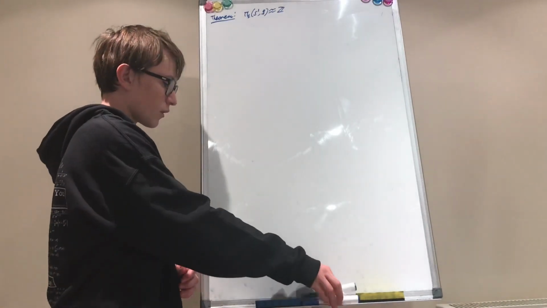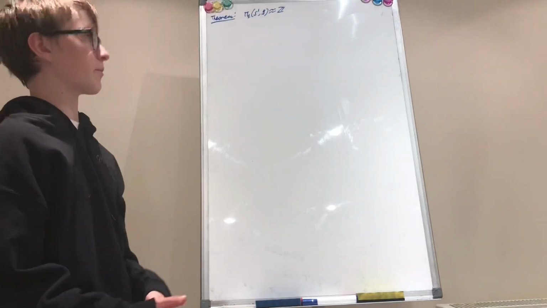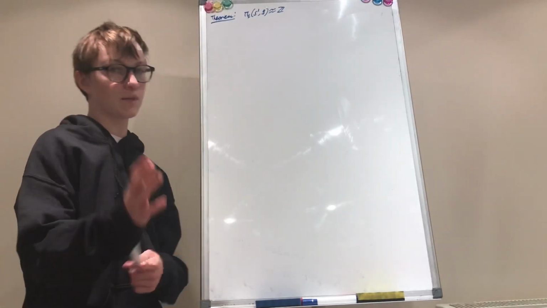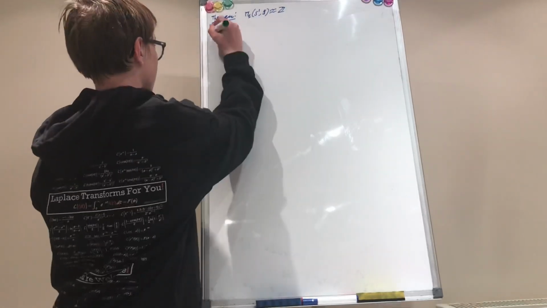Now, anyway, the theorem that I'm going to be proving is that the fundamental group of the circle at some generic base point, let's call it 1, is isomorphic to the integers.